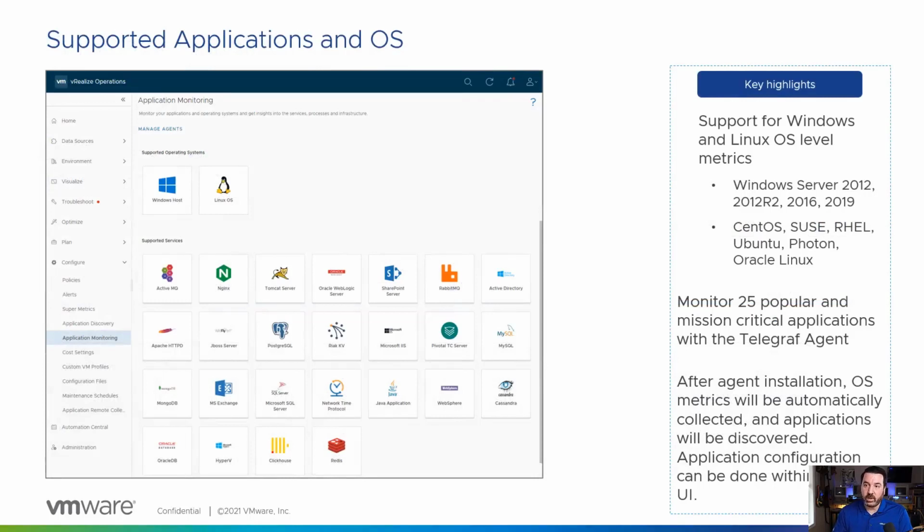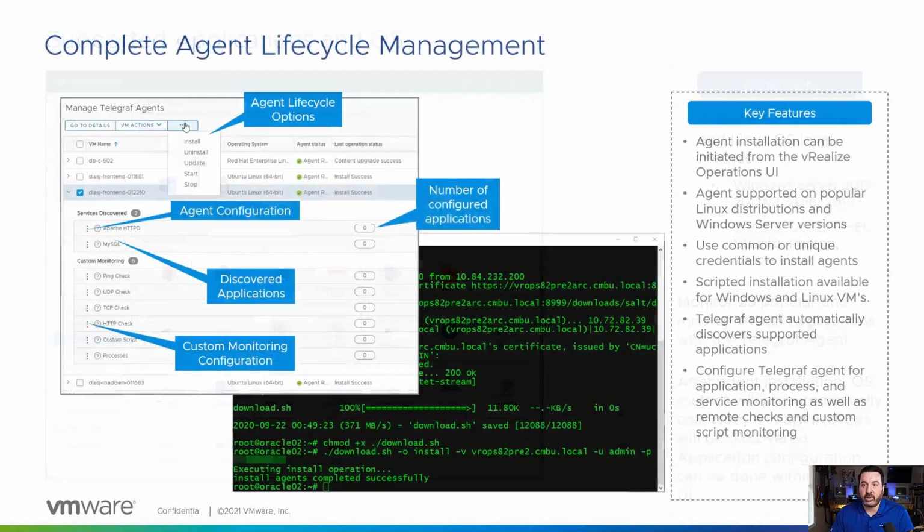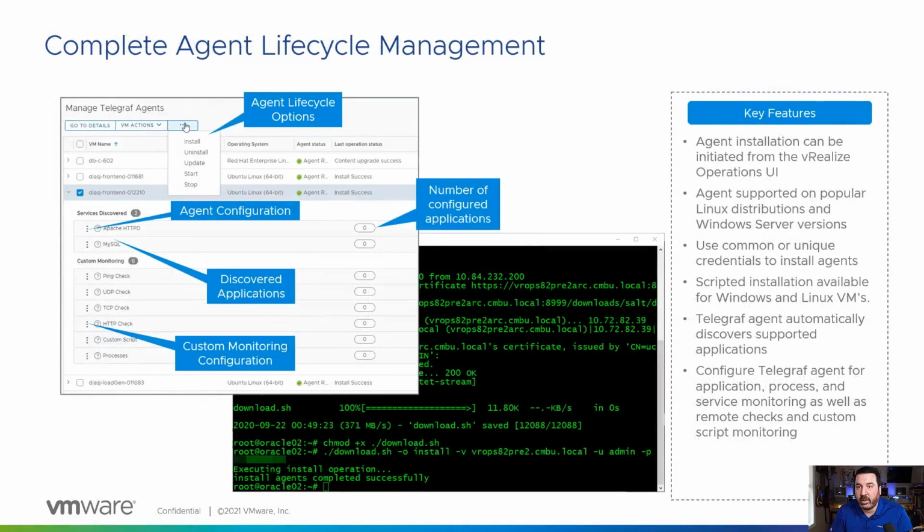So again, we have 25 of the most common applications available out of the box through the vRealize Operations Telegraf agent. Once we install that agent, we're automatically going to pull in those OS level metrics, and the Telegraf agent will discover what applications are installed on there. And again, we support Windows and Linux OSs, and we've already covered what versions and flavors are supported.